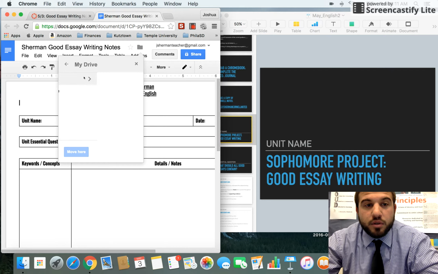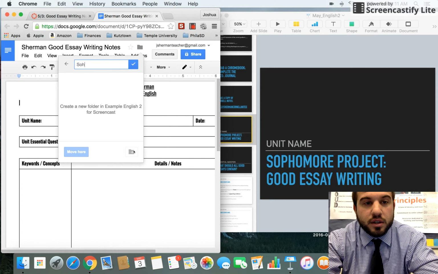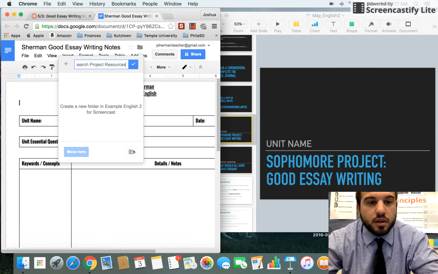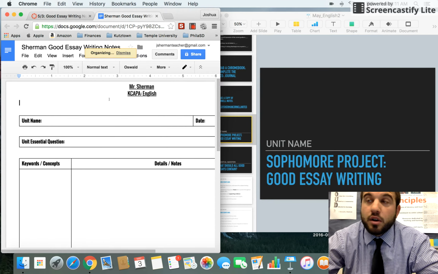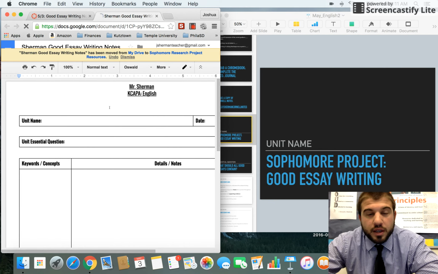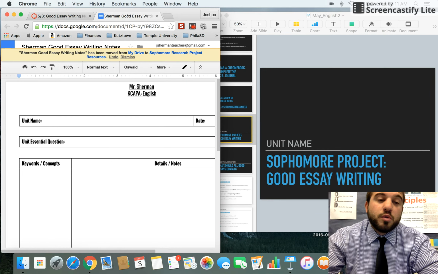Then when you click My Drive, you would open up your English 2 folder, and you have this ability right here to add a new folder. I already did this with my block period earlier. You add a new folder, title it Sophomore Research Project Resources. Once you click check, you can move it right into the folder. That way it's already in your folder. Once you share it with me, you won't get that annoying message that says, please move it into your folder.